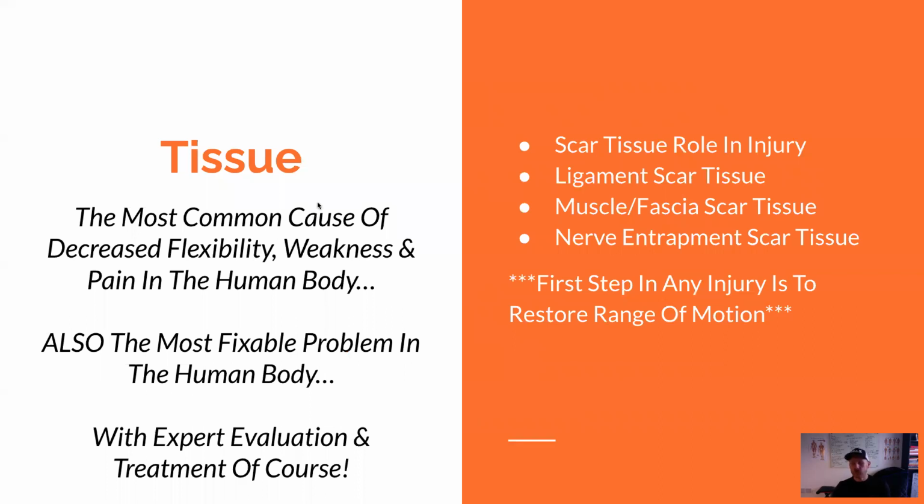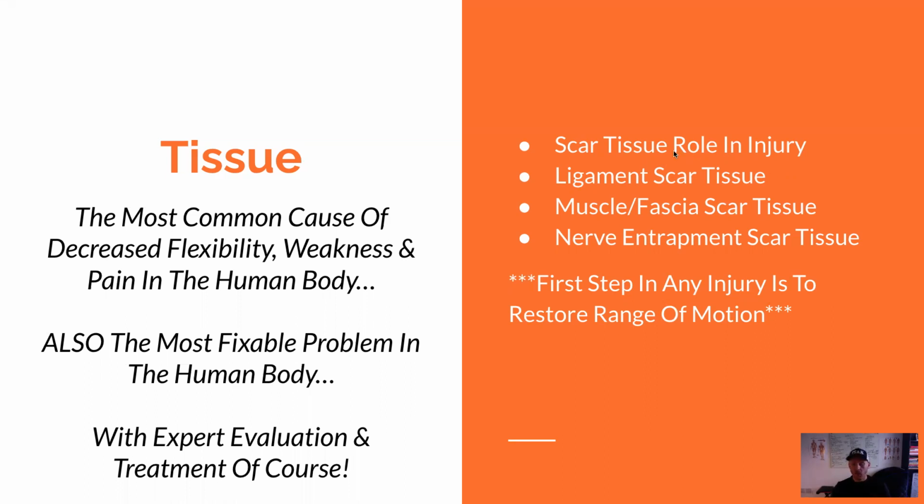So tissue is the most common cause of decreased flexibility, weakness, and pain in the human body. Awesome, right? Also the most fixable problem in the human body, with expert evaluation and treatment, of course. I focus really on diagnosing and treating scar tissue in my clinics. I talk about this all the time. Scar tissue is like glue that gets inside the muscle, makes it very hard for the muscle to stretch and contract how it's supposed to, and leads to decreased flexibility, pain, and weakness.